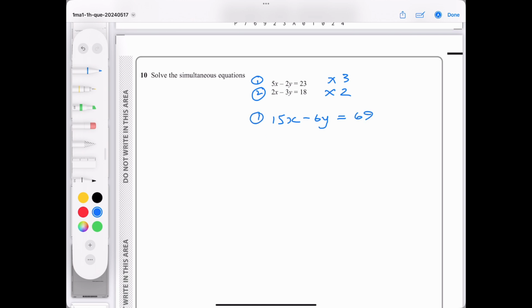So that's 1, 2, 4x minus 6y equals 36. And they're both the same thing, the minus 6y, so that would be minus is plus, so if we minus this, it'll work. So there we go.